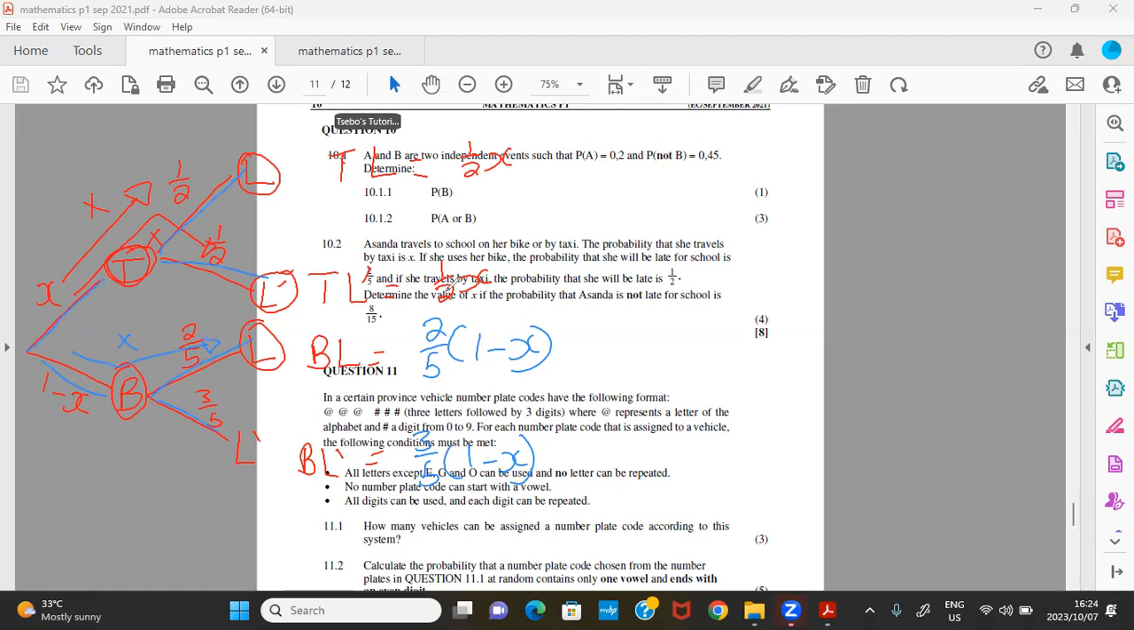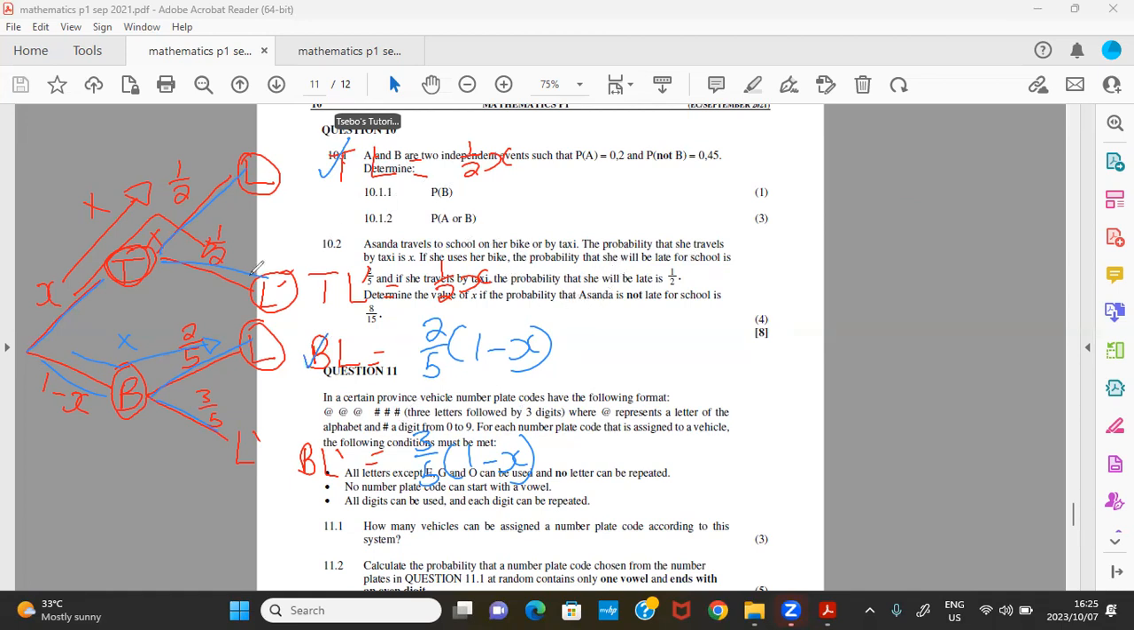So that was that. So now if they say, what is the probability that she uses a bike and she's late? No, she uses a taxi and she's late. Please listen carefully. What is the probability that she uses a taxi and she is late, and she uses a bike and she's late? What is that probability? Let me repeat it again. What is the probability that she uses a taxi and she is late, and then she uses a bike and she's late? What is that probability?